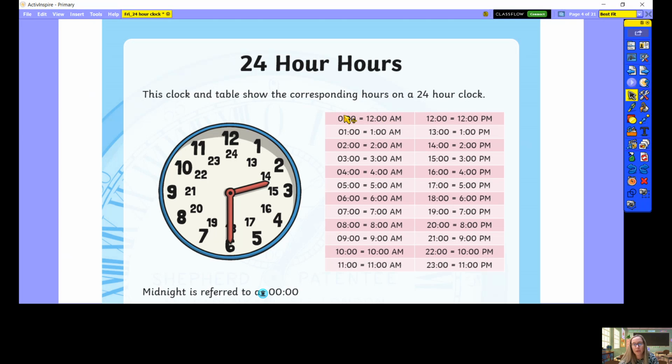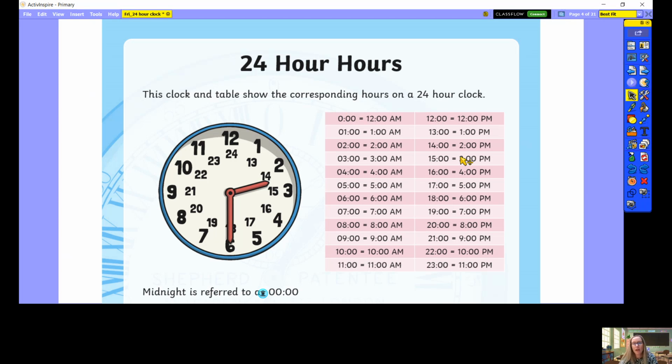And here is a table that might help you today to help you convert times from 12-hour clocks to 24-hour clocks. So you can see here we've got the times from 0:00, which would be 12 AM, so that's at midnight, and then all the way through to 11 o'clock in the morning. And then when we get to 12 o'clock at lunchtime, we then start saying the numbers from 12 up to 23. So here you can see the times in PM here. So midnight again is referred to as 00:00.